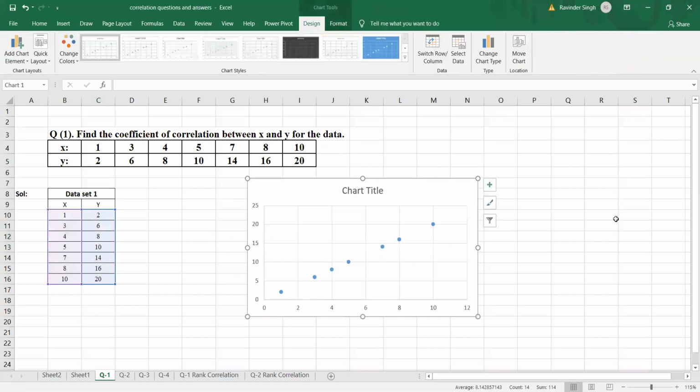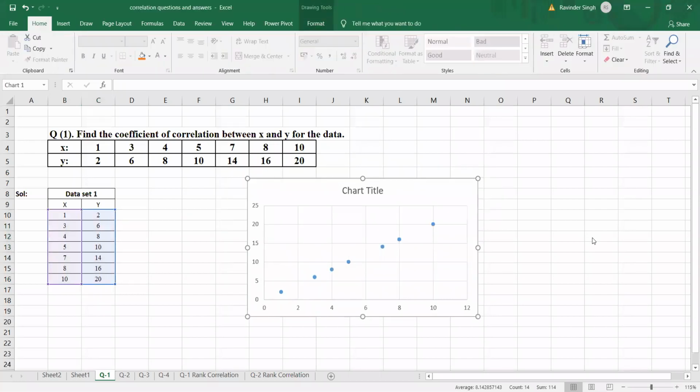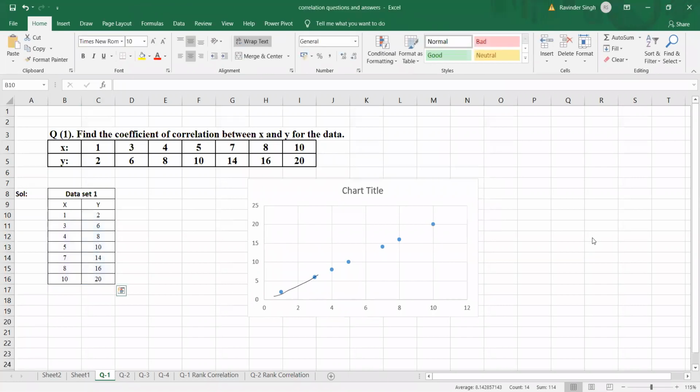So here I have plotted. Now you can see that I am expecting a very strong correlation here. It's a positive and very strong correlation. So whatever the R value I get, it should be either 1 or in the neighborhood of 1, because it has very strong correlation. All the points are lying on the straight line. Okay, so we have plotted this, so we can keep this plot for our reference.